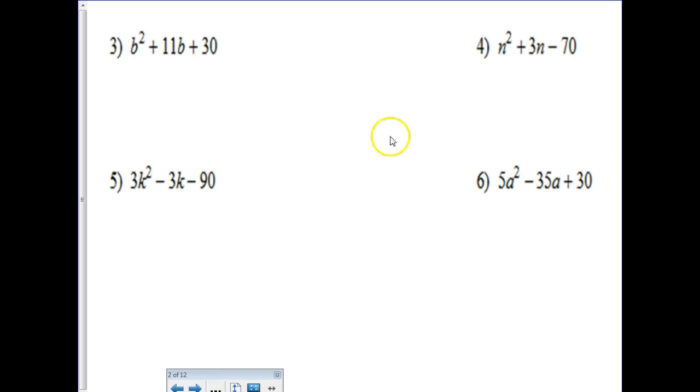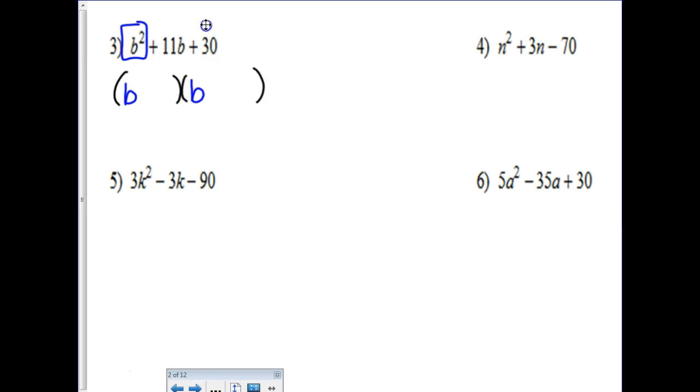Number 3, so back to the flowchart, I'm looking for common terms. This is a case where I don't have any common terms. So moving down the flowchart, this is a 1, 2, 3 term trinomial, and it says to use your reverse foiling process to figure out the factors. So I will start by writing down my 2 sets of parentheses, and we start with the first term. These first terms have to multiply to give us b squared, so that has to be 1b times 1b.